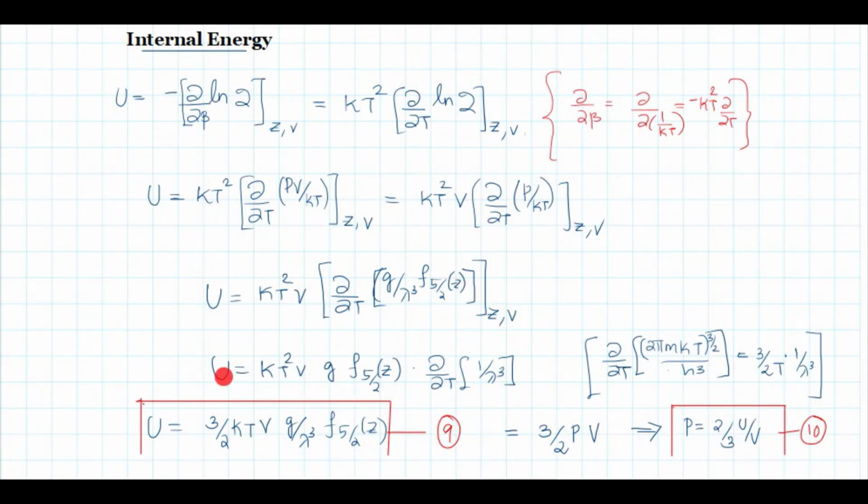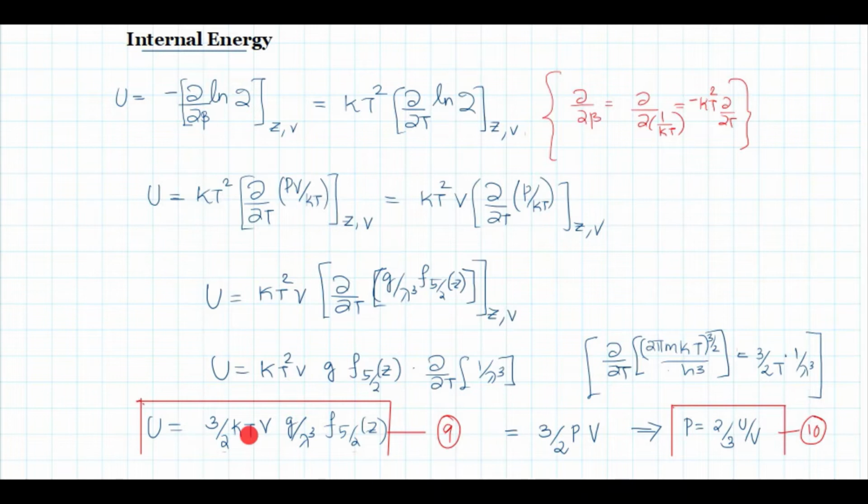Substitute here. Then U is equal to kT square V g f phi by 2 of Z, and we can take outside dou by dou T of 1 by lambda cube. That is dou by dou T of (2 pi m kT) raised to 3 by 2 by h cube. When you take the derivative, you get T raised to 3 by 2, the derivative is 3 by 2 into T raised to half. Then multiply numerator and denominator with T, and you will get 3 by 2T into 1 by lambda cube. Substitute that value here. You will get 3 by 2 kTV g by lambda cube f phi by 2 of Z. This is the equation for internal energy. Call it equation number 9.